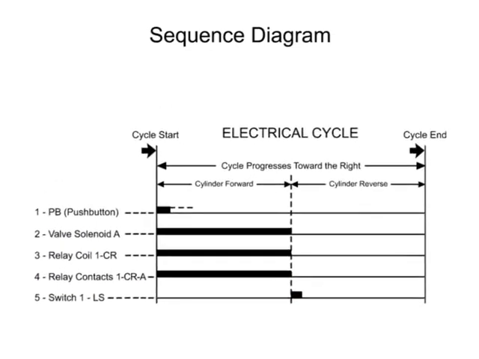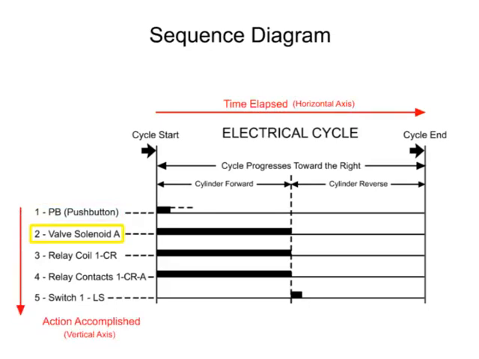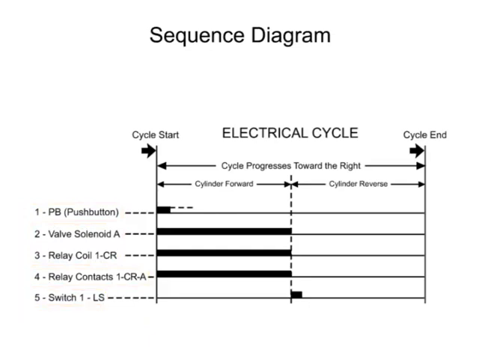While there is no official standard for drawing a sequence diagram, most are drawn with the time elapsed on the horizontal axis and the action accomplished on the vertical axis. To build a sequence diagram, each major component is assigned a horizontal line. The width of the line shows the time period during the cycle that each component is actuated or energized.